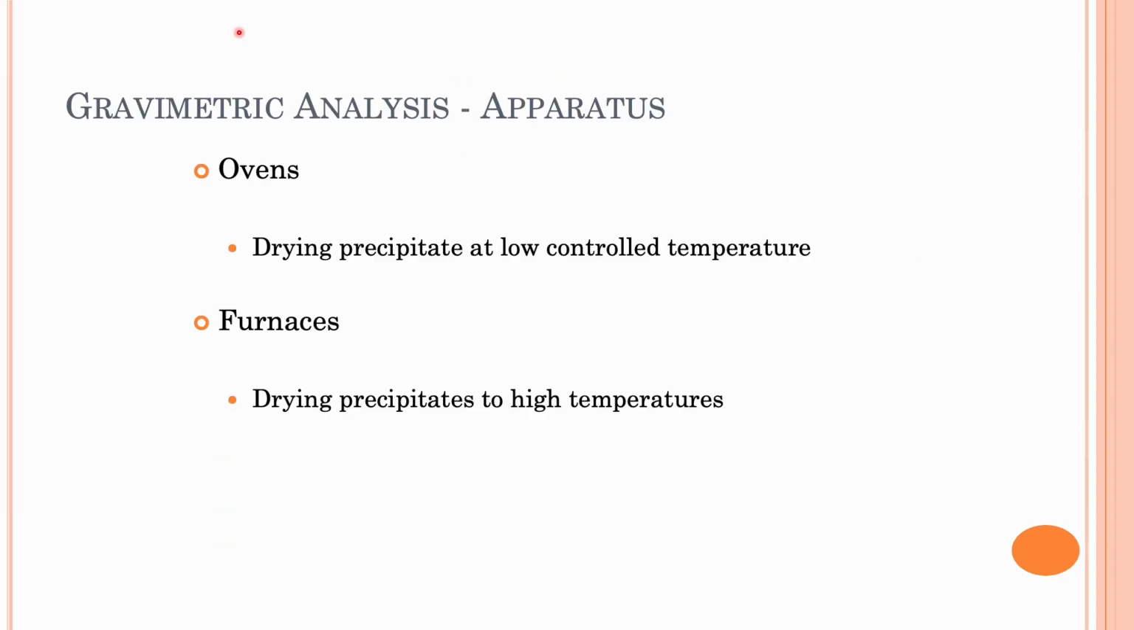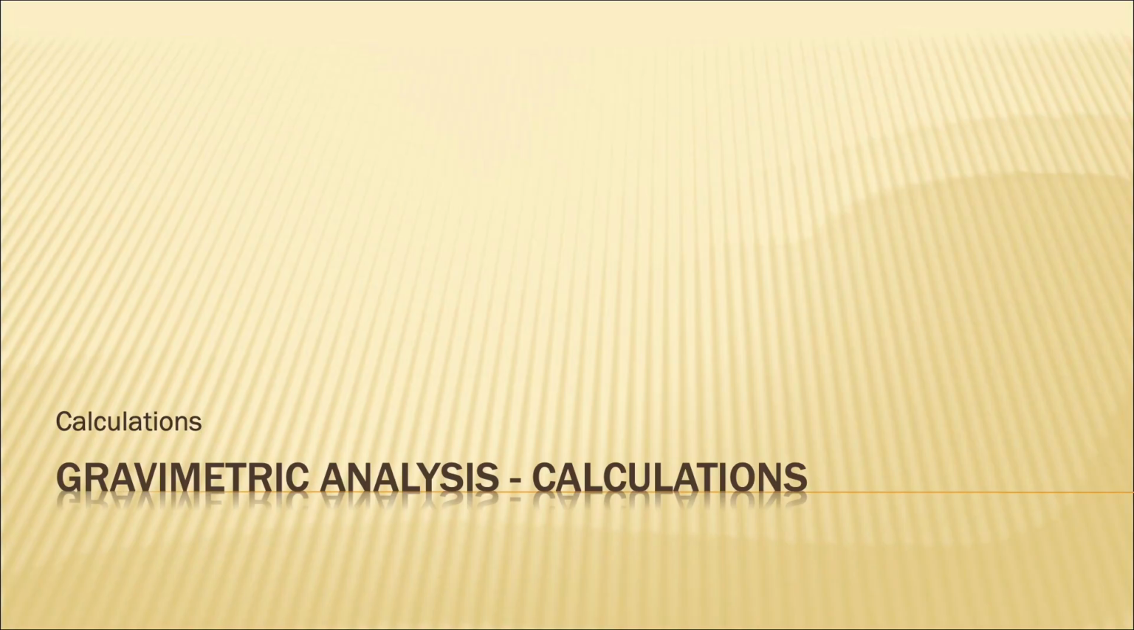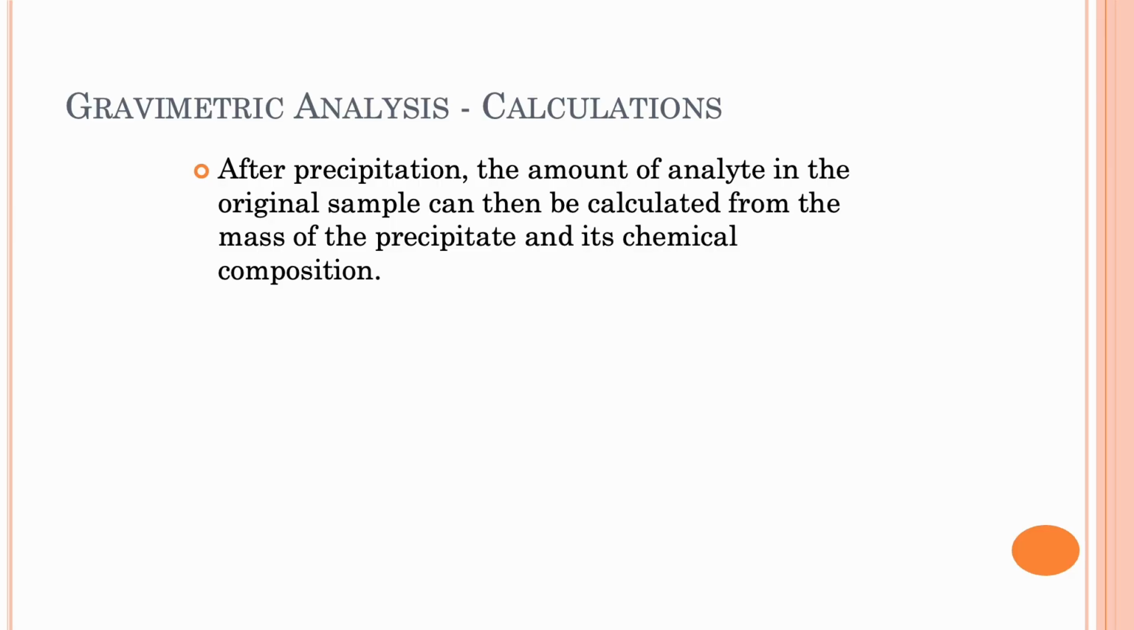In addition to heating your precipitate on the open flame, it can also be heated in an oven or in a furnace. So after your precipitation, the amount of analyte in the original sample can be calculated from the mass of the precipitate and its chemical composition.